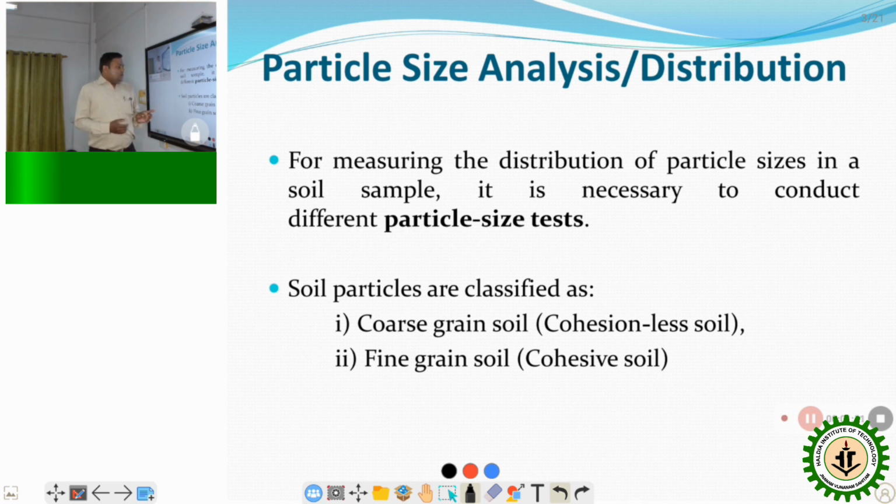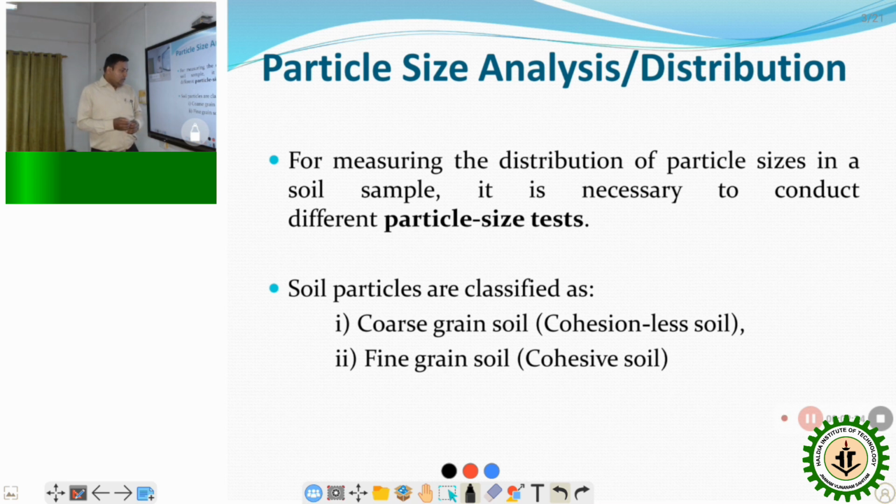First of all, the soil particles that are available on our earth surface may be classified in two categories depending upon particle size. One is coarse grain soil, another one is fine grain soil. Coarse grain soil may also be termed as cohesion-less soil. Now what is cohesion? Cohesion means the particle to particle attraction force. So in coarse grain soil there is no particle to particle attraction force, that's why it is called cohesion-less soil.